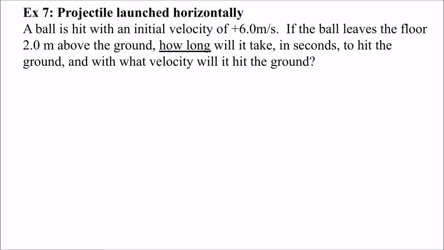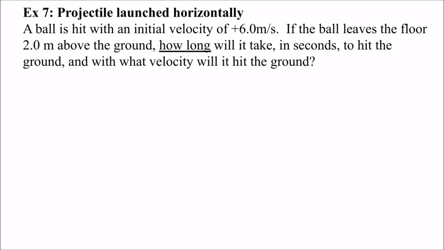A ball is hit with an initial velocity of 6 meters per second. Now when they say that, if they're telling you this ball is hit at a velocity of 6 meters per second and they don't mention an angle, then that means this has to be a horizontal velocity, okay? If the ball leaves the table 2 meters above the ground, how long will it take in seconds to hit the ground, and with what velocity will it hit the ground?